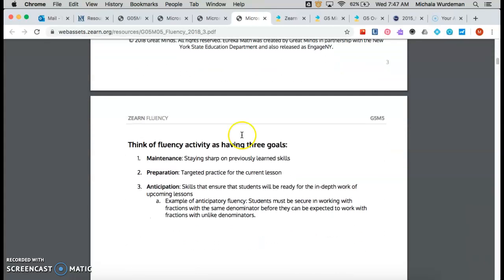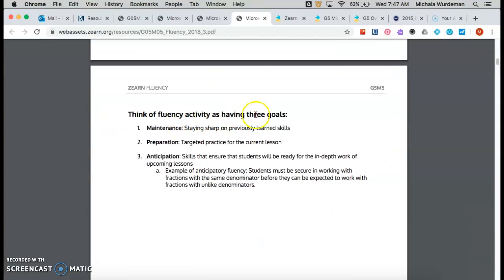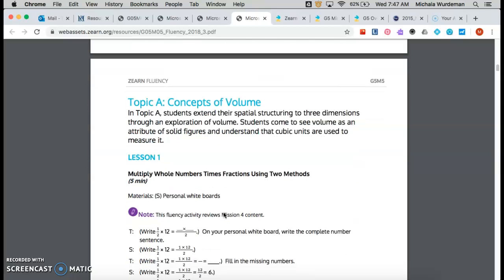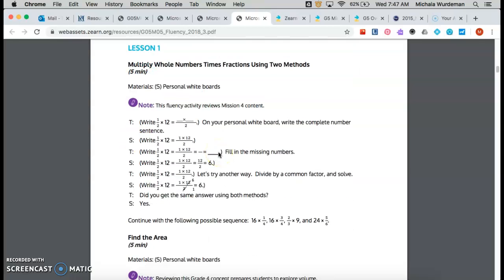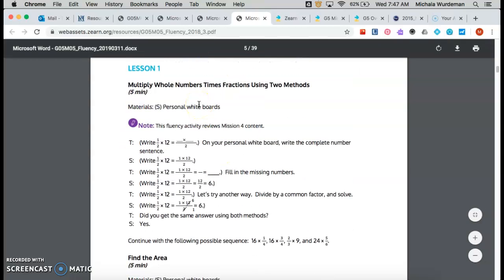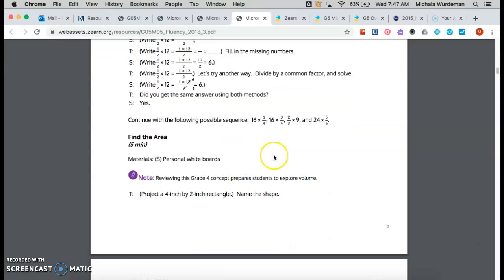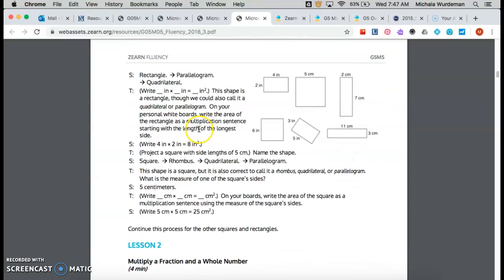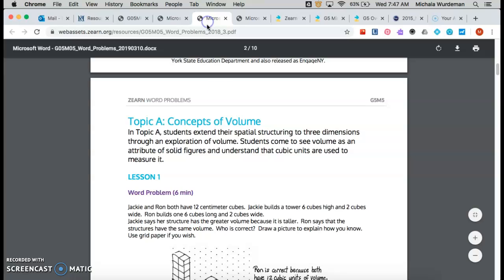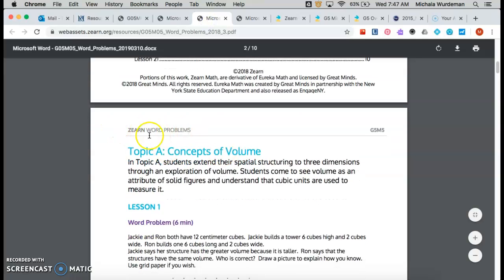This document was the Zearn Fluency, so this just gives you a layout of your goals for your fluency, and then each lesson is broken down into what the students will be working on, and they have time things for that. Usually the fluency has to do with your lesson, so a lot of these ones that you will see here have to do with area or volume or building up to volume for students, so that's good practice for them. The next document I have here is the Zearn word problems.